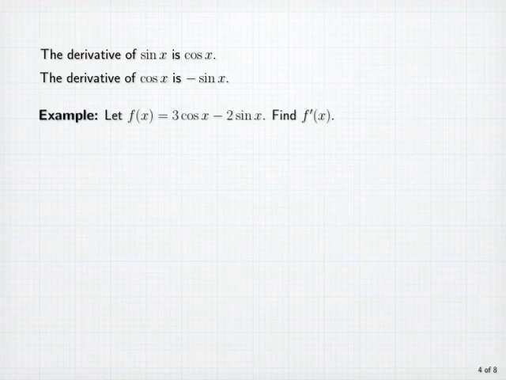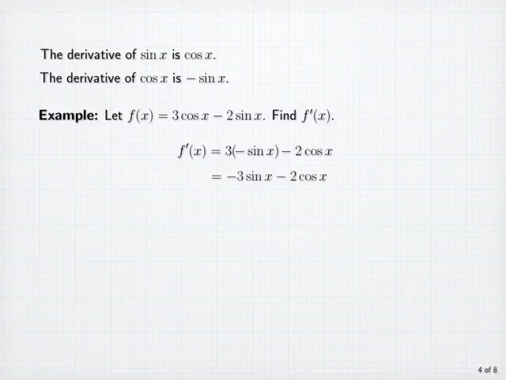So we've now learned that the derivative of sine x is cosine x, and the derivative of cosine x is minus sine x. Example: let f of x equal 3 times cosine x minus 2 times sine x. Find f prime of x. f prime of x will equal 3 times the derivative of cosine x, which is minus sine x, minus 2 times the derivative of sine x, which is cosine x. And so f prime of x is minus 3 sine x minus 2 cosine x.